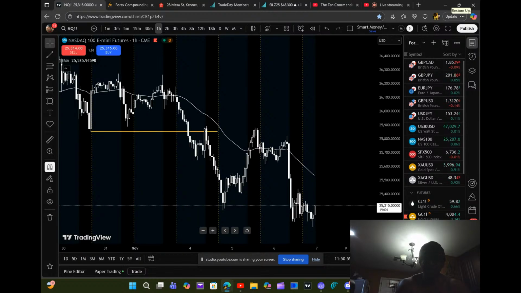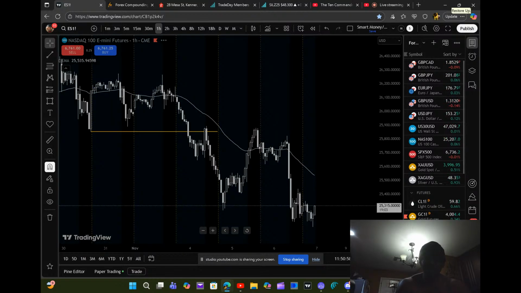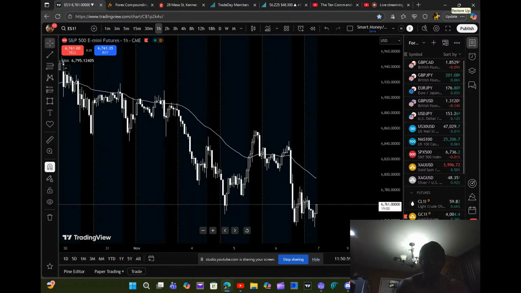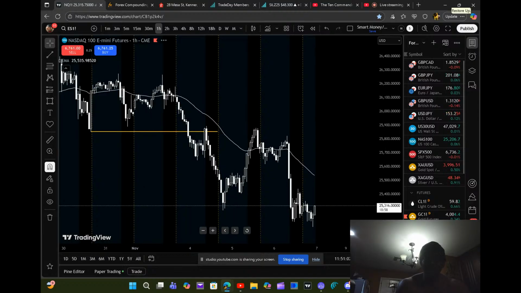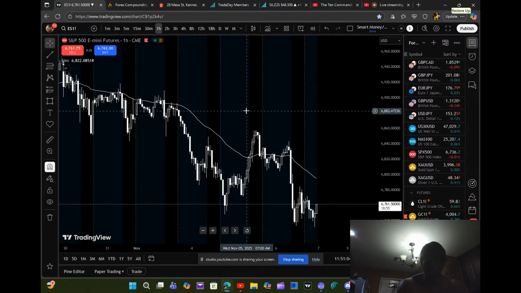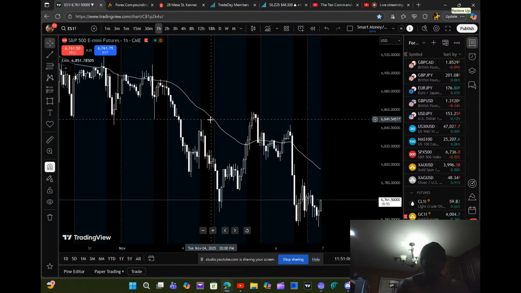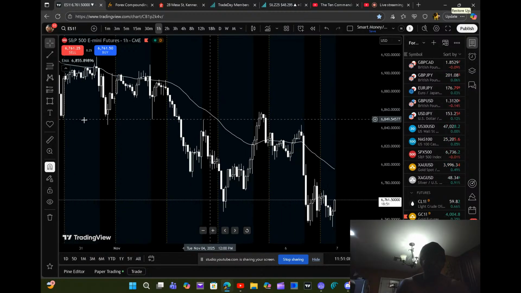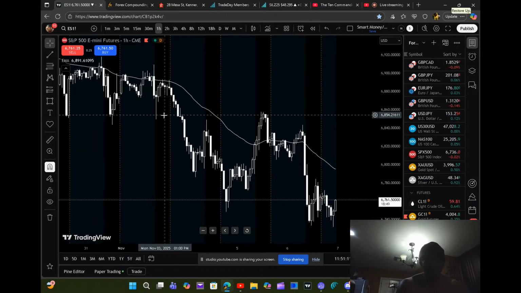And then NQ is very, very similar. If you're looking at ES, you're pretty much looking at NQ. The only time it's different is when there's divergence in the market. All right. And look, check this out. See how we broke this low right here?